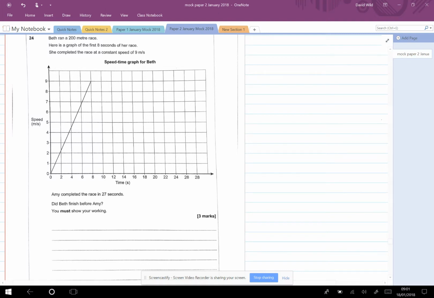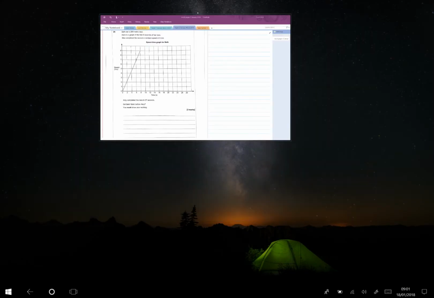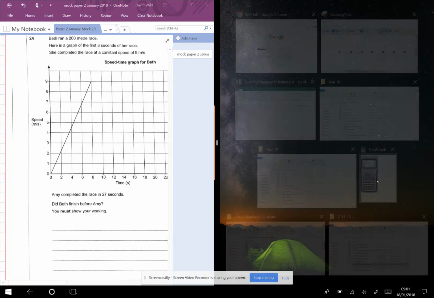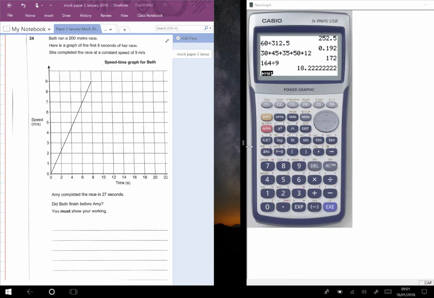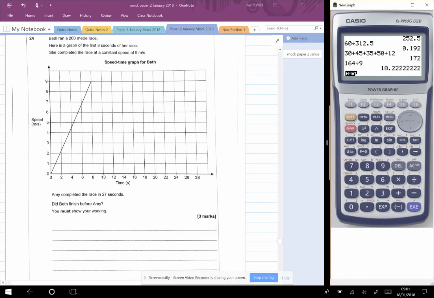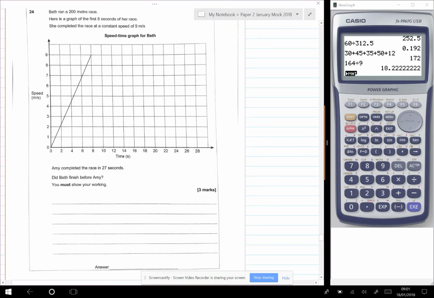Okay, this is question 24. I'm just going to get the calculator back here. Let's just get that the right size. There we are. And expand that a little. Oh, right, okay.